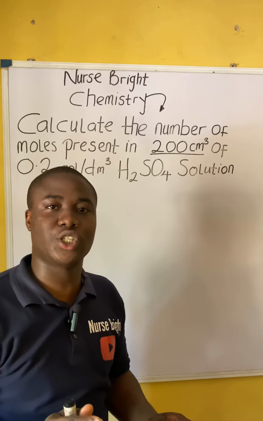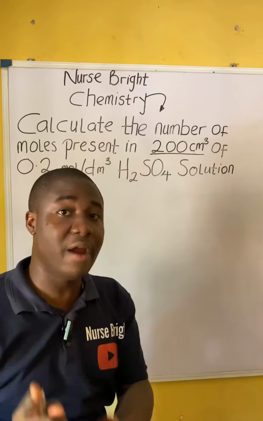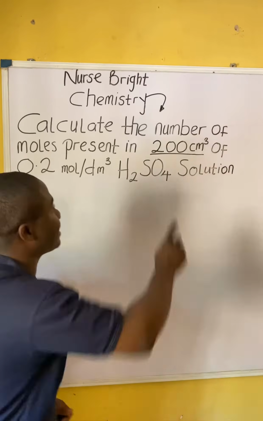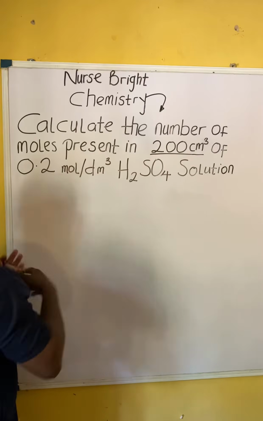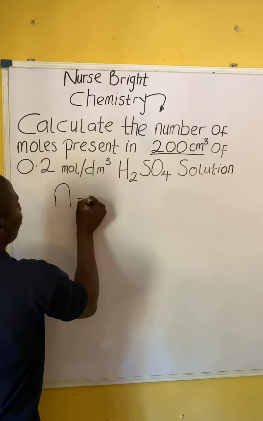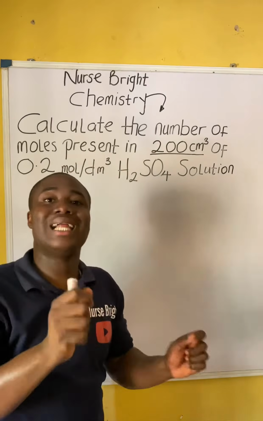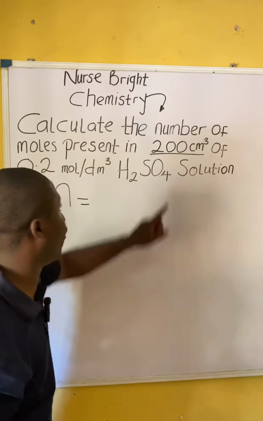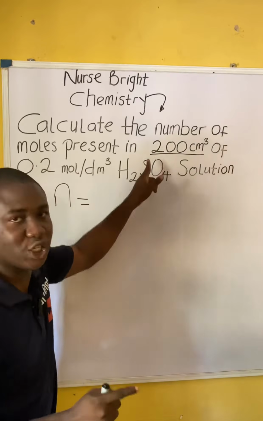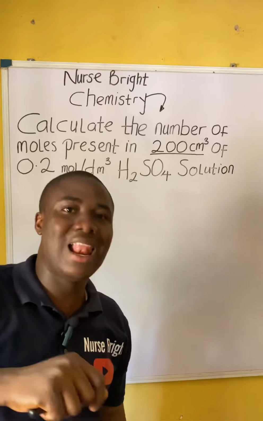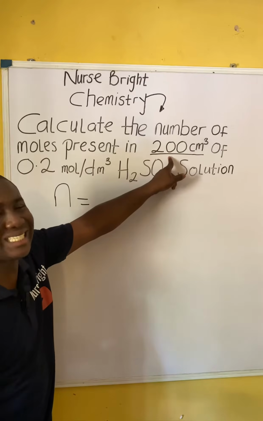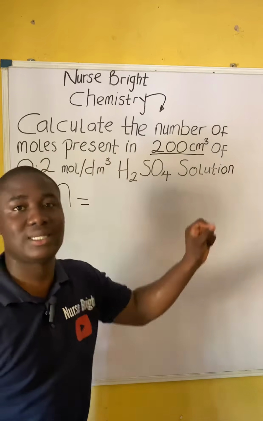How do we solve this question? This question is extremely easy. From the look of things, they are asking us to calculate the number of moles. You must note here that number of moles is symbolized as n. There are several formulas for number of moles, so the parameters given to us in this question will determine the formula we are going to use. Now the first parameter I can see here is 200 cm cube.